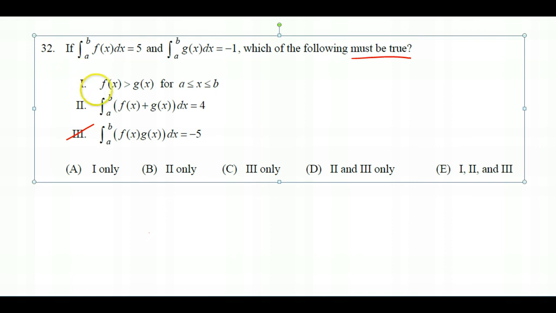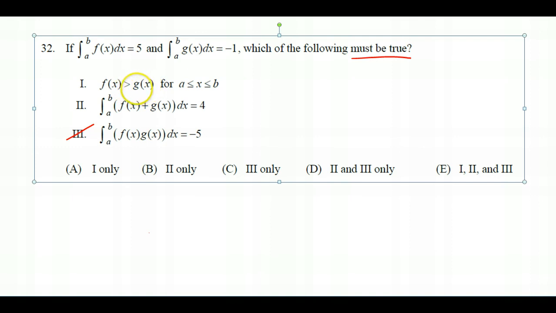Now number 1 is the trickiest one, I think. This one says, does it have to be true that f of x is greater than g of x for all the values x between a and b? Now, a lot of people are going to want to say, yes, this has to be true. Because they're thinking, well, the integral from a to b of f of x dx is a positive number, and the integral from a to b of g of x dx is a negative number. So that must mean that the function f of x is always above the function g of x, because that's what this statement means. F of x is greater than g of x. That means that f of x is above g of x.